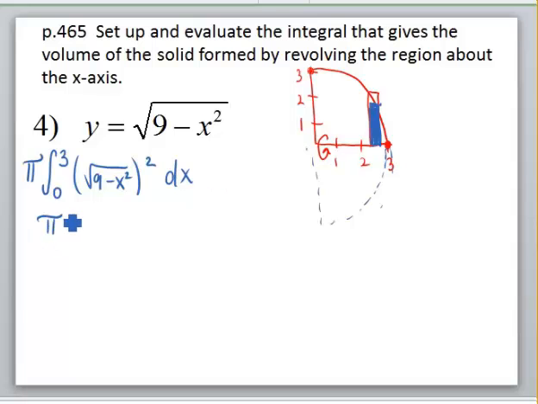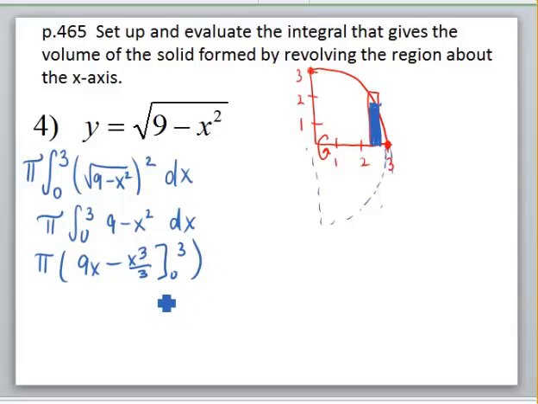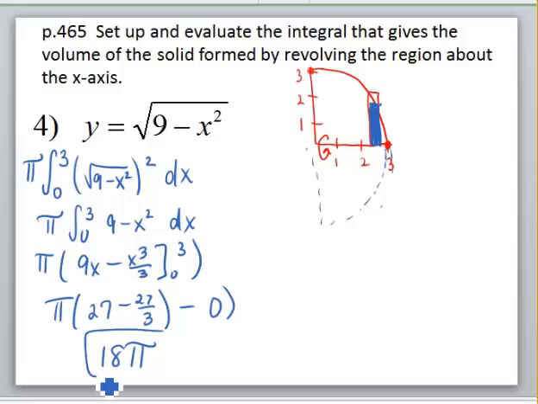Now it's just simply solving the integral as we've done many times this year. If you square a square root, you end up with what's underneath the square root. Integrate each part and plug in your numbers. I'm just keeping pi out here by itself for right now. It makes it easier, and in the end I'll multiply it through. When I plug in my 3, I get 27 minus 27 over 3 minus 0. That would be 27 minus 9, which is 18. Then multiply it times pi and you get 18 pi.